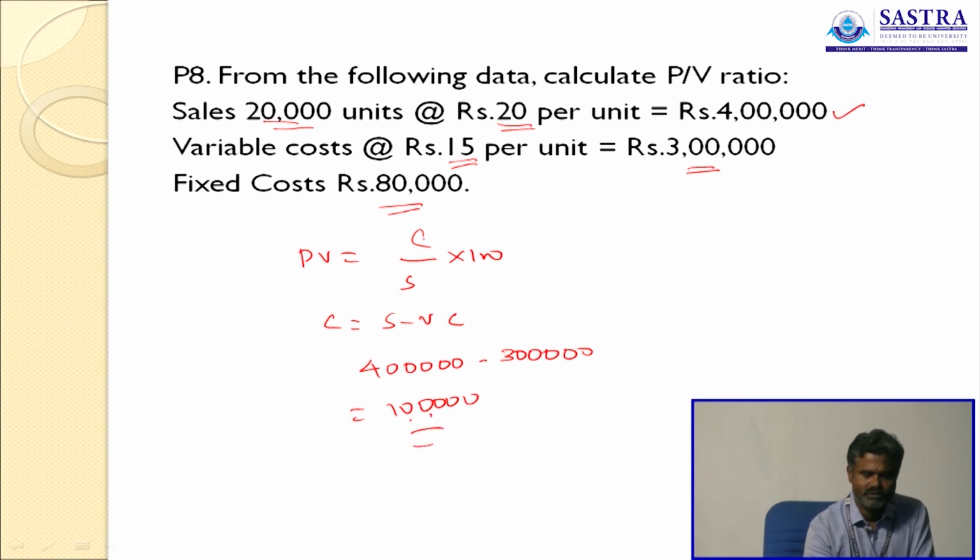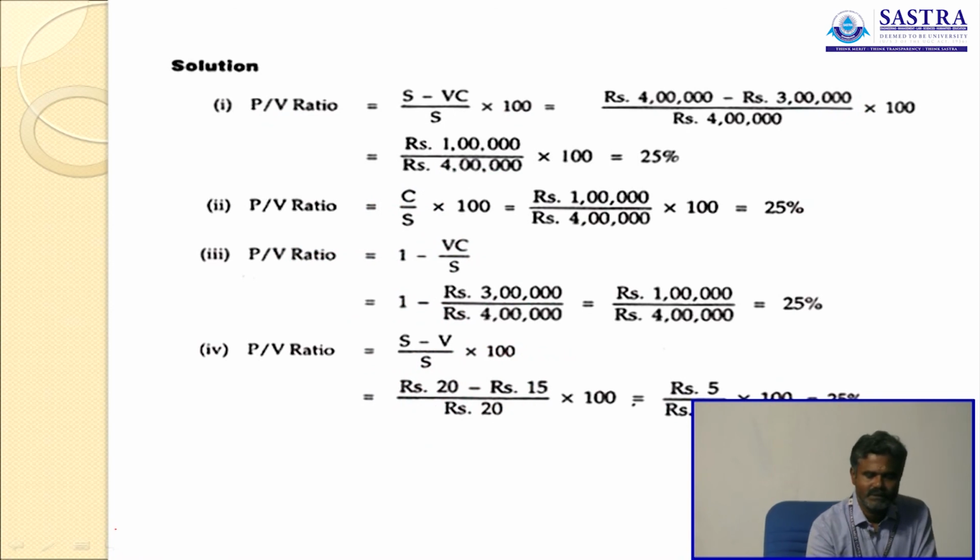So PV ratio equals contribution divided by sales into 100. So contribution 1 lakh, sales 4 lakh into 100 will be the answer to this question. So 4 lakh minus 3 lakh, 1 lakh, divided by 4 lakh, the answer is 25%. These are all other ways of calculating the PV ratio in this problem. But you apply any formula, no problem. The answer will be the same.